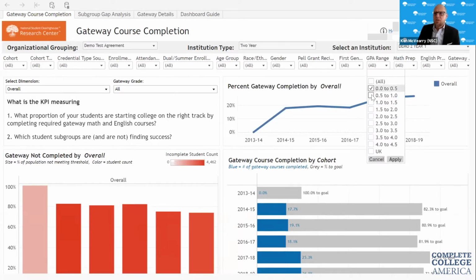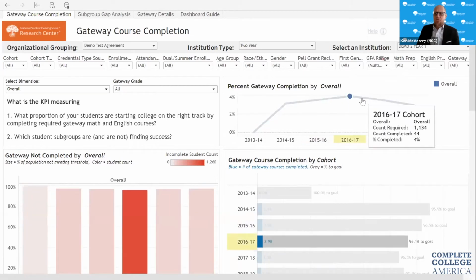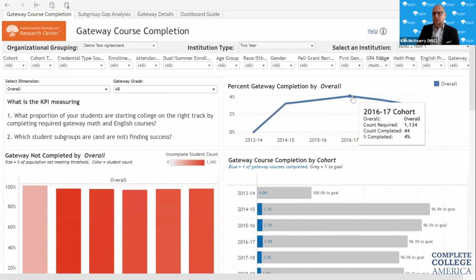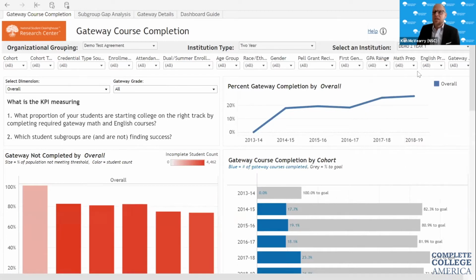So if I real quickly wanted to look at just my students who are achieving a 2.0 and below, apply that and see how they're faring relative to gateway course completion. You can see in that same year, it was 18% before, and now it's dropped down to 4, right? You could additionally do it by, are they college ready in math or English, as your institution defines it? And this particular dashboard has one additional filter around gateway course completion, where they're required to take only English, math only, or both math and English.